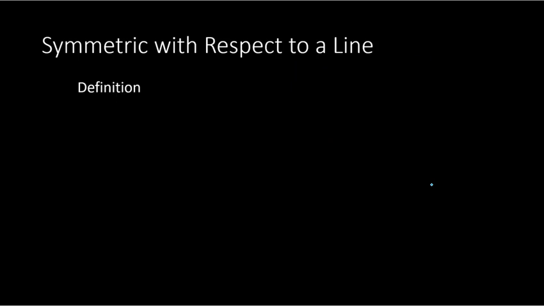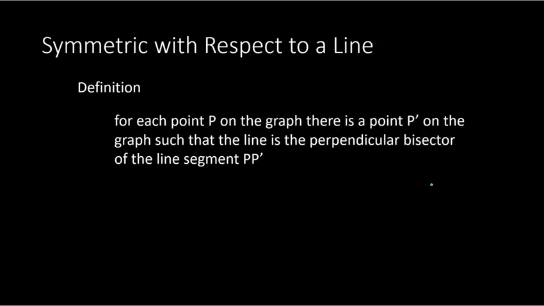So if we say it's symmetric with respect to a line, what that means is that for each point P on the graph, there is a point P prime on the graph such that the line is a perpendicular bisector of the line segment PP prime. Okay, it's kind of wordy, and what does that mean exactly? Well, let's draw our parabola again. All right, we said it was symmetric with respect to this axis of symmetry.